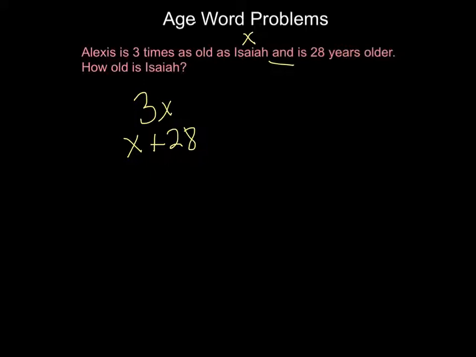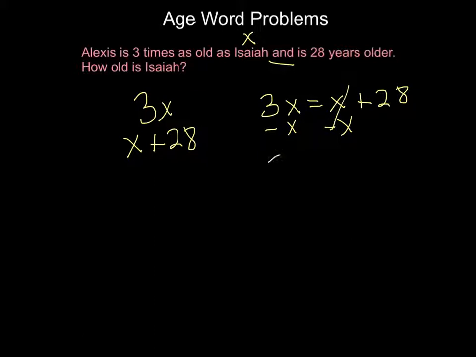Now, since both of these are true, we're just going to make both of these equal, because both of them are referring to Alexis. Then we just solve, subtract x from each side. Oops, I put 29 instead of 28. Let me fix that.